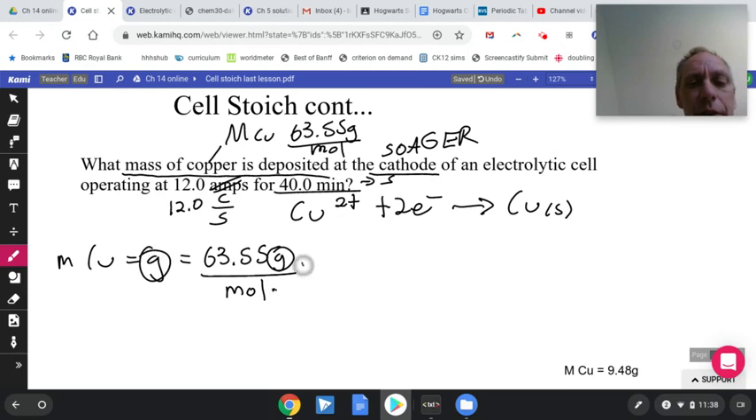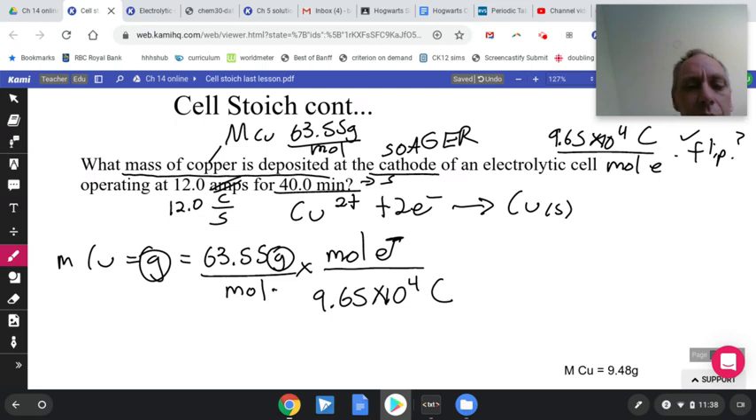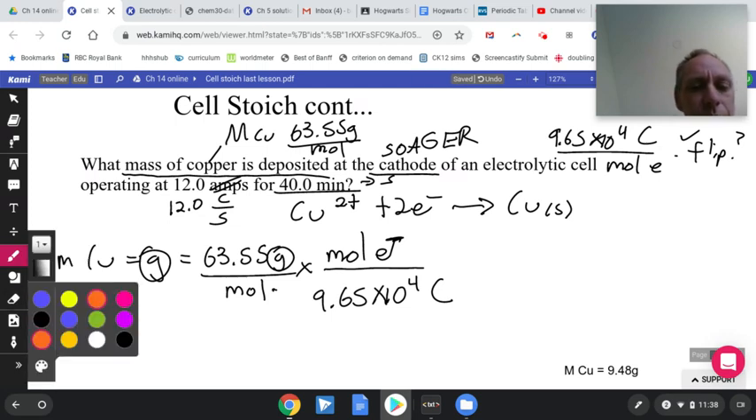Okay, got my grams. Let's get rid of the moles. This is where I would use Faraday's constant because it has the unit moles in it. So I'm just going to write it off to the side here. Okay, there's Faraday's constant. So when I write it in, am I leaving it like this or do I flip it? Flip it to cancel out the moles. Moles of electrons, 9.65 times 10 to the fourth coulombs. Okay, so moles cancel out.